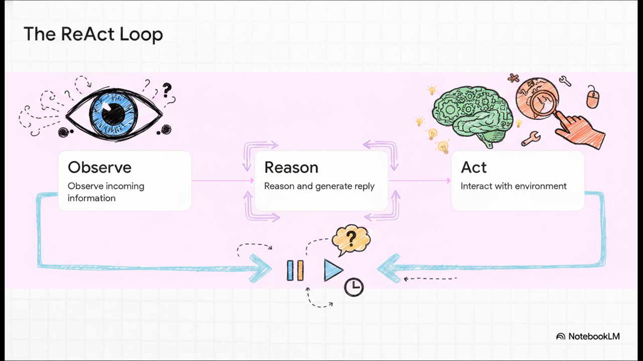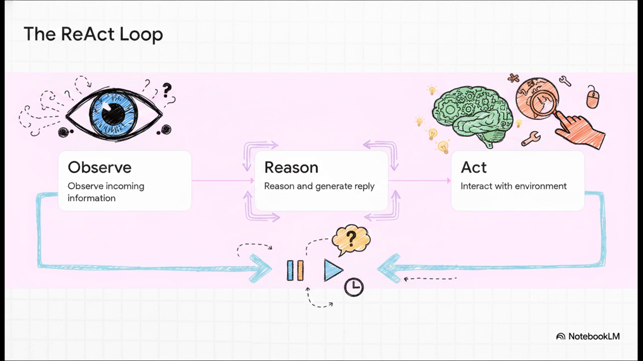So how do all these pieces actually move together? AgentScope runs on the ReAct loop, which stands for reason and act. It's a clean 3-step process. Step 1, the agent observes incoming information, maybe from a user or another agent. Step 2, it reasons through the problem and generates a reply or decides on an action. Step 3, it interacts with its environment, like calling a web search tool.